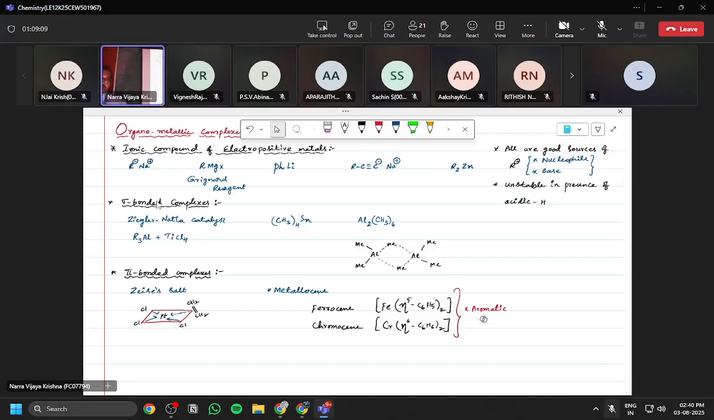Any questions? Sir, in dibenzenechromium, it will be C6H5 now, sir? No, C6H6, two benzene rings. Here the iron oxidation state is +2, here the chromium oxidation number is 0. Okay.